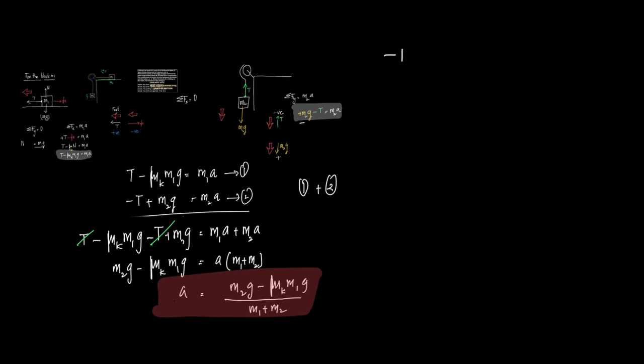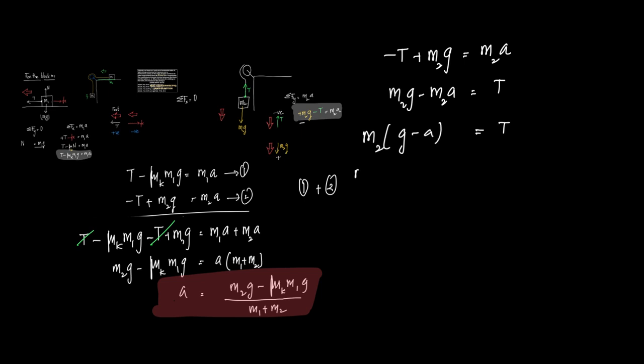Equation number 2 says that minus T plus m2 into g is equal to m2 into a, right? So I can write this minus T. Okay, let us make it plus T. So we can write that m2 into g minus m2 into a is equal to plus T, right? So m2 into (g minus a) is equal to T.